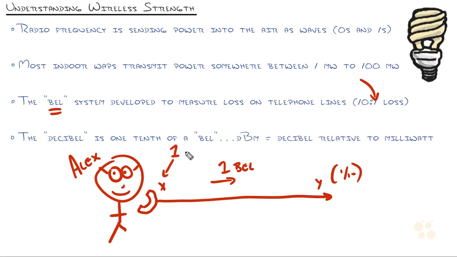Maybe your telephone signal is 1 billion watts. As long as by the time you got here, it is 1/10 of 1 billion watts, I guess that would be 100 million watts, you've lost 1 Bell of power. This measurement system adapts to whatever strength of power you had originally.